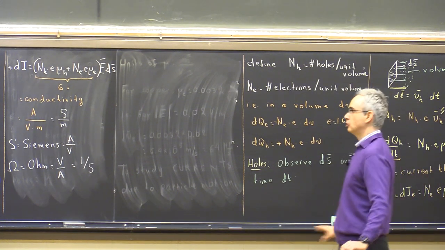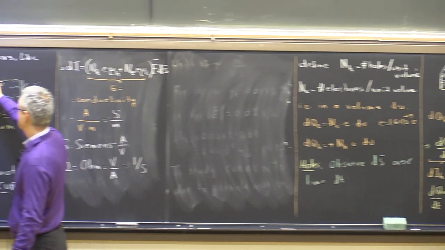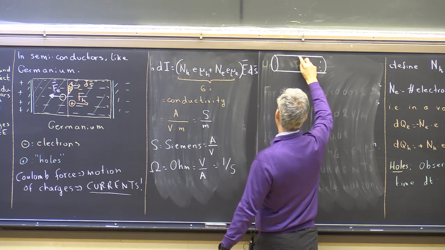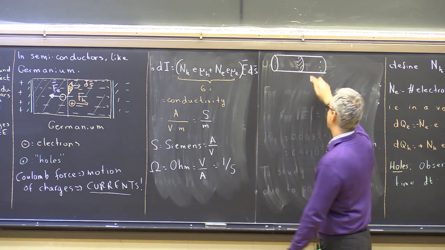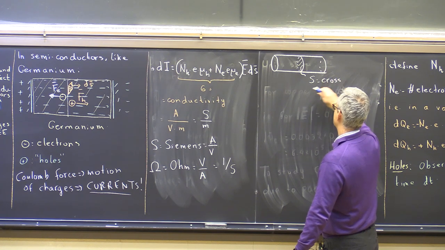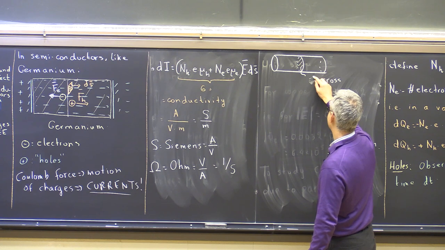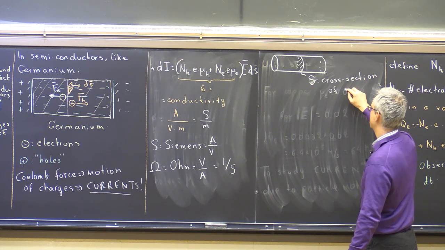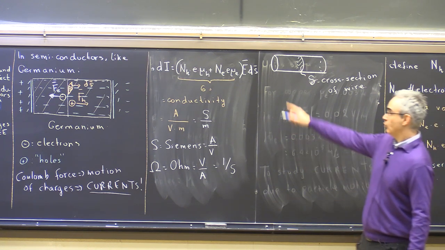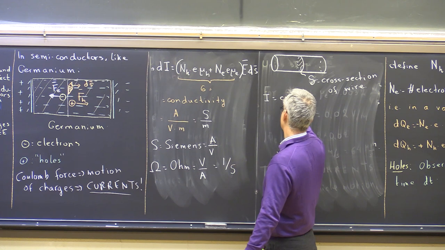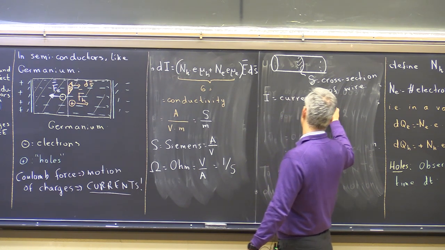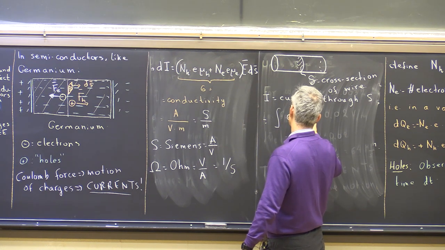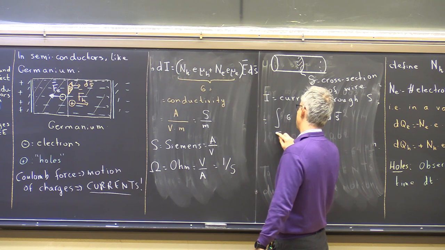And then if I want to calculate the total current that flows through the cross section, let's say I have here a slab like this, and this is the cross section, the entire cross section S of the wire. I have to call it S, it's different than the Siemens, but I will clarify. Then what do I need to do? I have to integrate this quantity over the entire cross section.